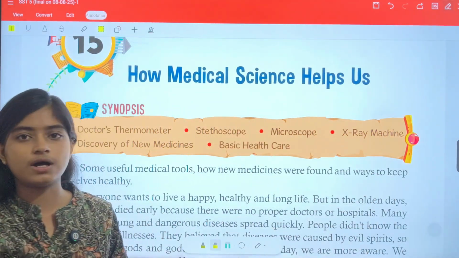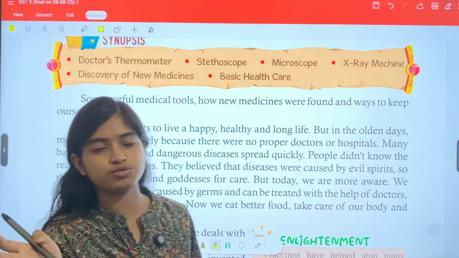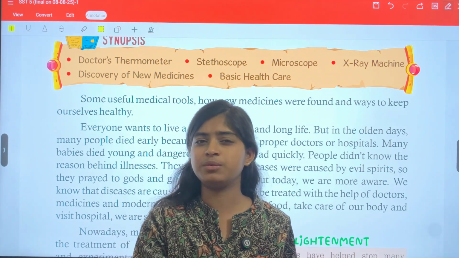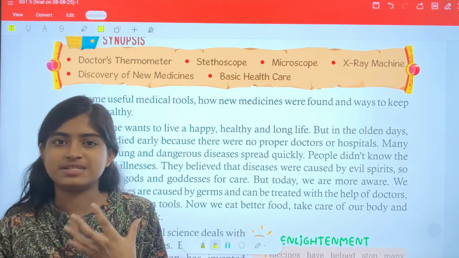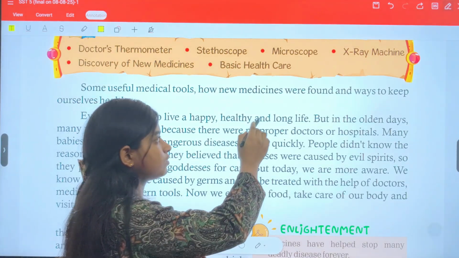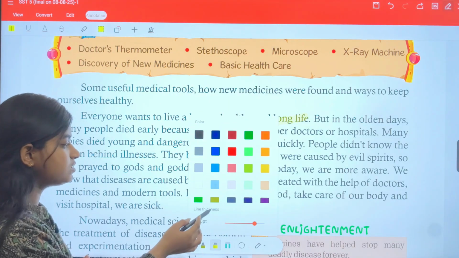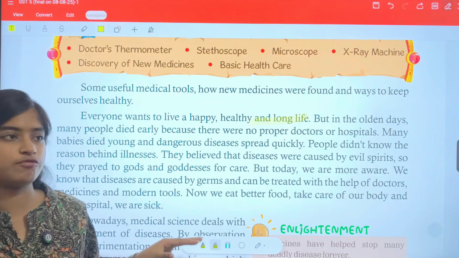So how does medical science help us? Medical science definitely helps us in so many ways. I'm sure you are aware of the ideas of people in previous times, that they did not have medicines and good hospitals, so they died very early. They did not have a very long life because they were not aware of good hospitals and treatments. They believed that it was the curse of God that they died.